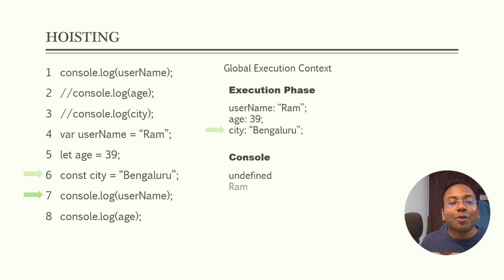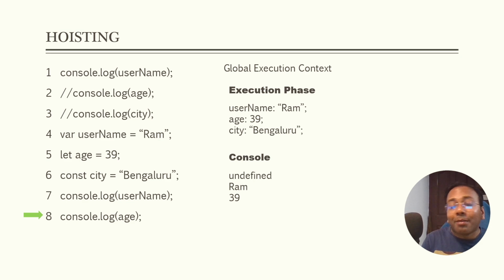Now coming to the next line, it will print RAM because already the username space has been populated with the value RAM. That is why it will output RAM. And coming to the next line, it will print 39 as the value output because already age has been populated with 39. So that's all for this particular program.